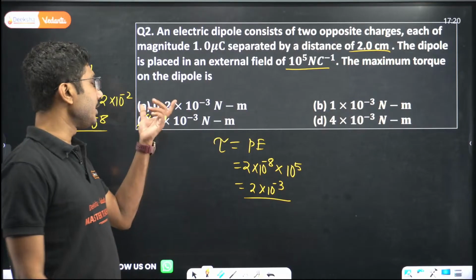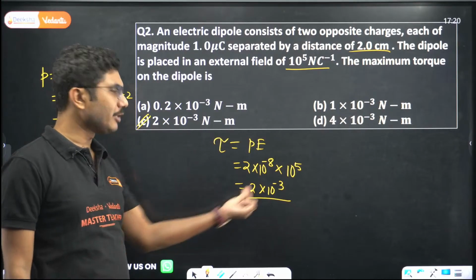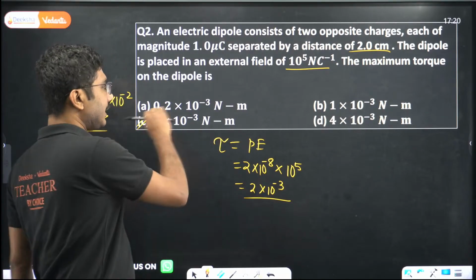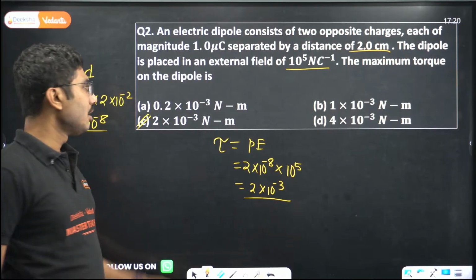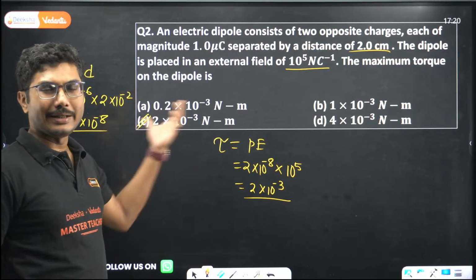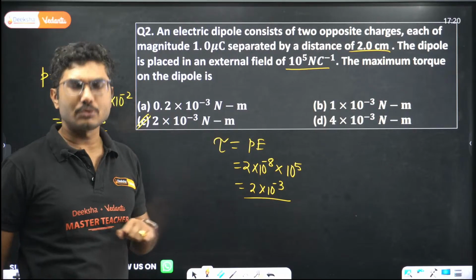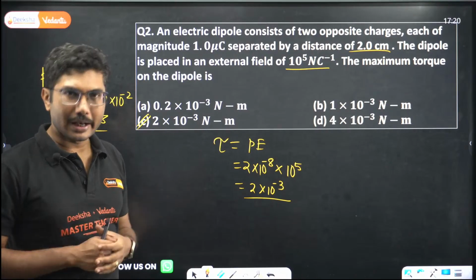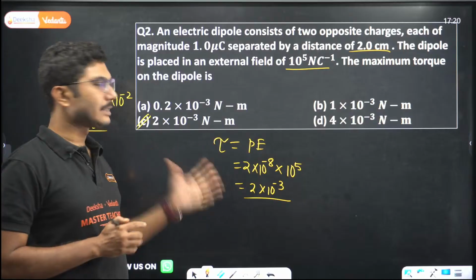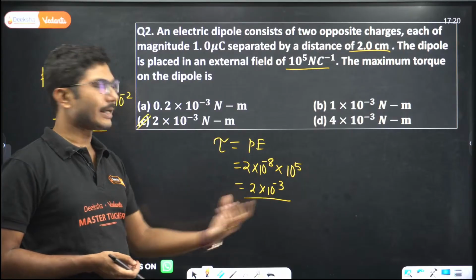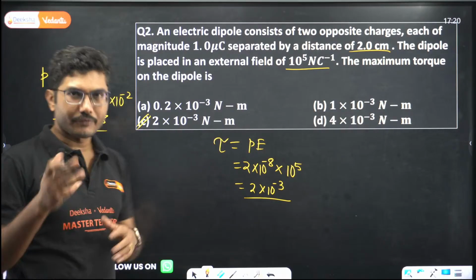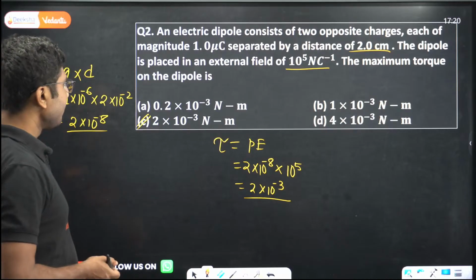Now be careful, if the answer options are given as something like 0.2 into 10 to the power of minus 4, they try to give it here, but that is wrong. So they might give you 20 into 10 to the power of minus 4 or 0.2 into 10 to the power of minus 2. So be careful about those values. There are tendencies in some cases that they will not give you the direct value. They will try to confuse you a little bit, right?